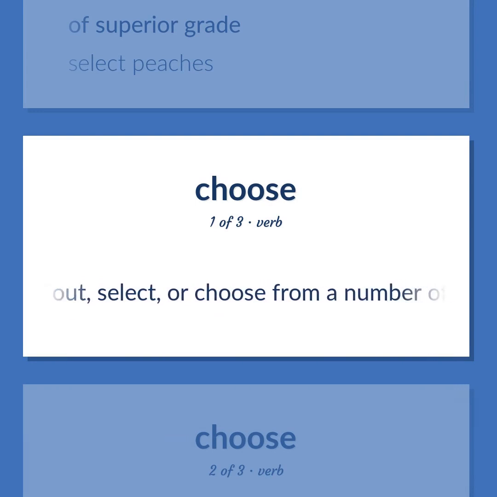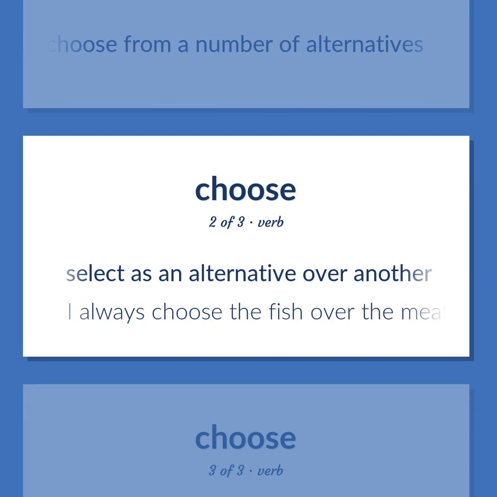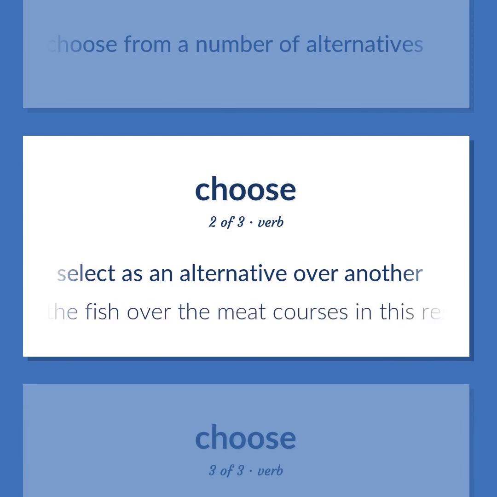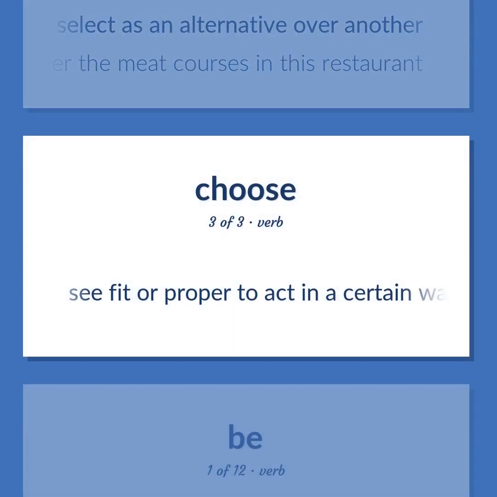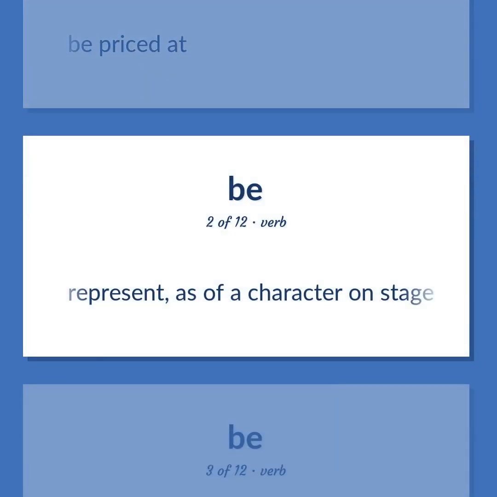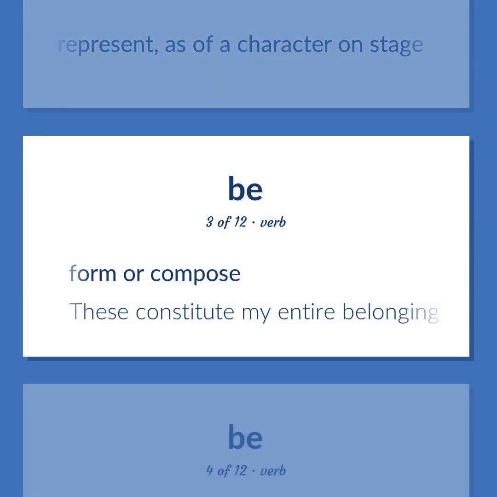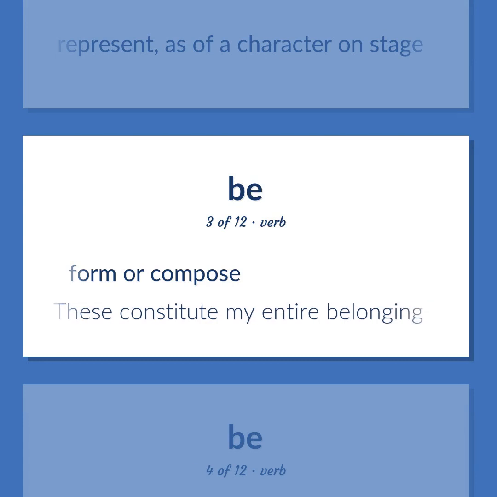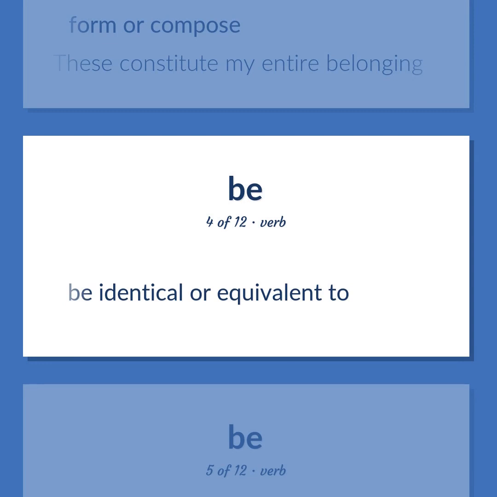Pick out, select, or choose from a number of alternatives. Select as an alternative over another. I always choose the fish over the meat courses in this restaurant. See fit or proper to act in a certain way. Decide to act in a certain way. Be priced at. Represent, as of a character on stage. Form or compose. These constitute my entire belongings. Be identical or equivalent to.